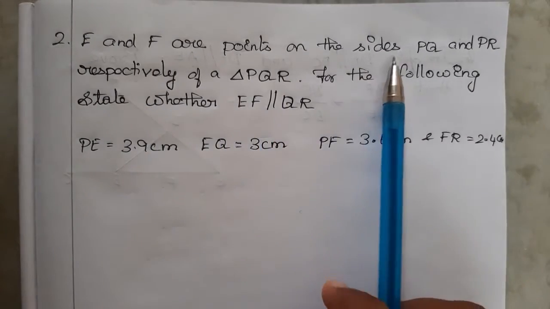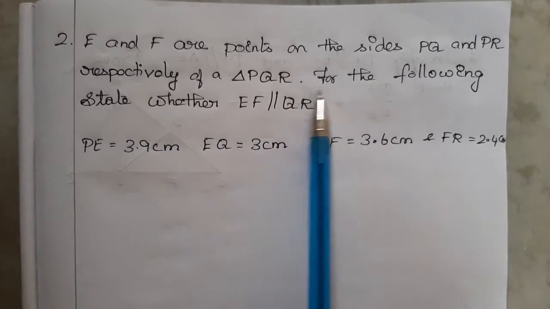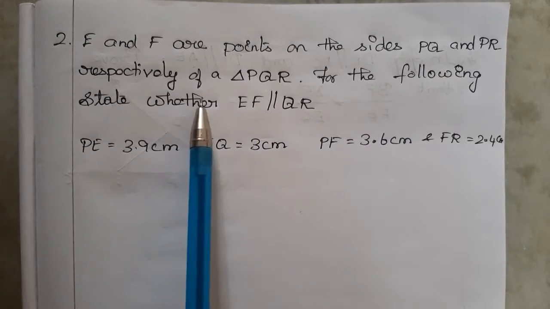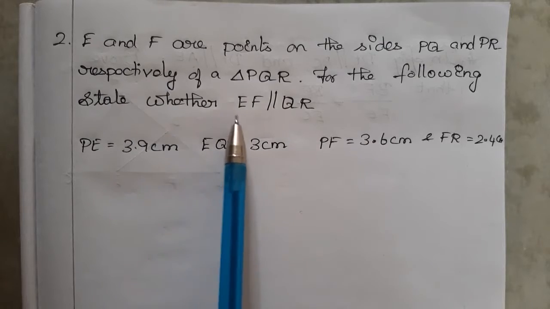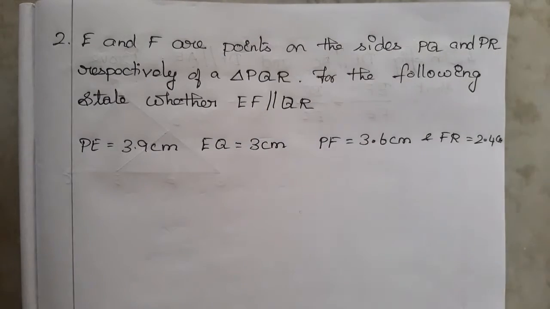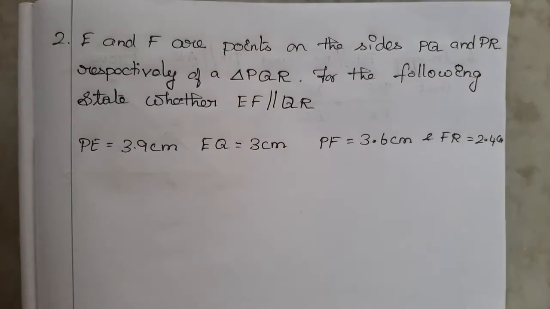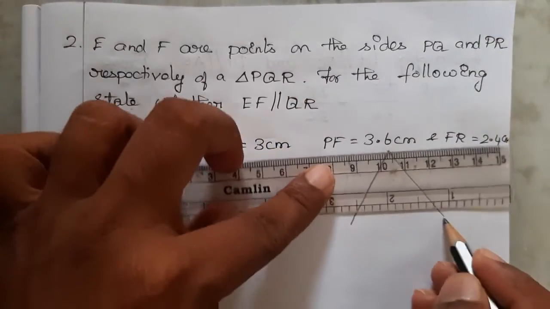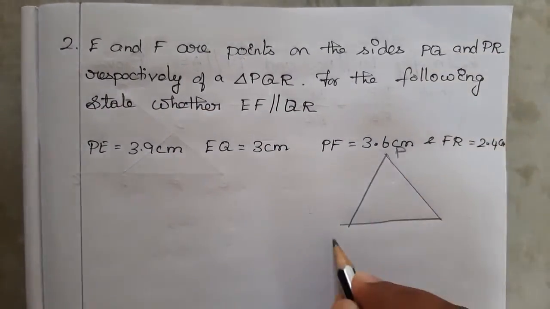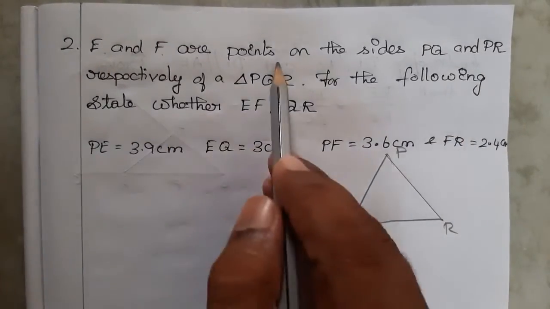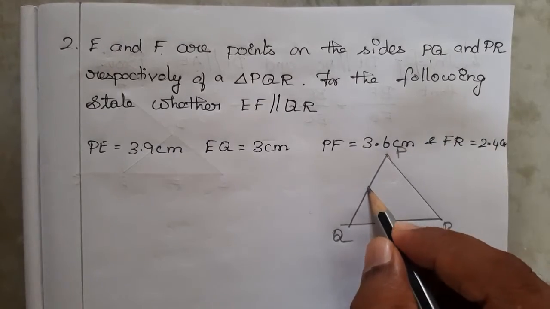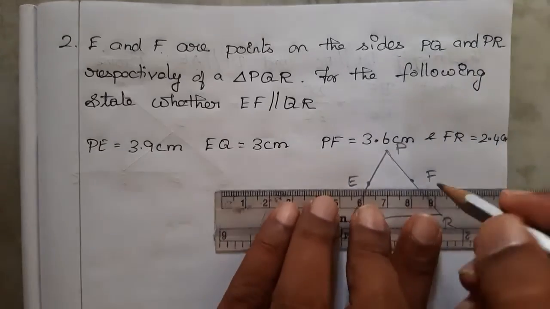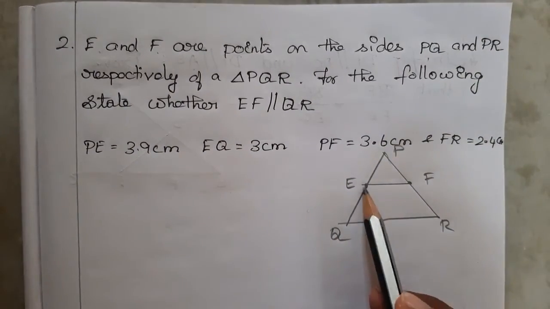E and F are points on the sides PQ and PR respectively of a triangle PQR. For the following, state whether EF is parallel to QR. So it is given the points on the sides and we have to check whether it is parallel or not. So it is like a converse of BPT. First let me draw the triangle PQR, and E and F are points on the sides. E is on PQ and F is on side PR. Let me connect this. This is what we have to prove: EF is parallel to QR.